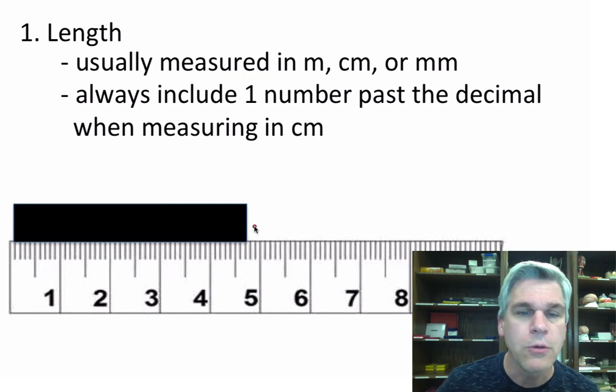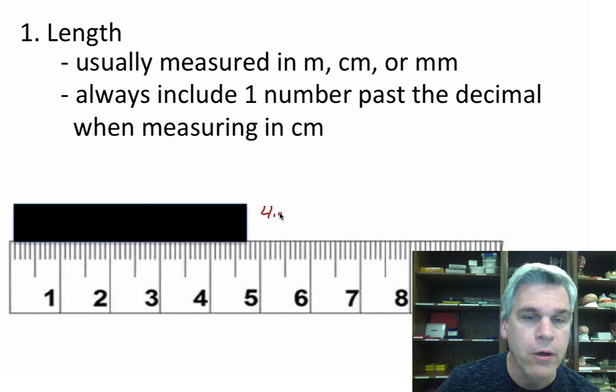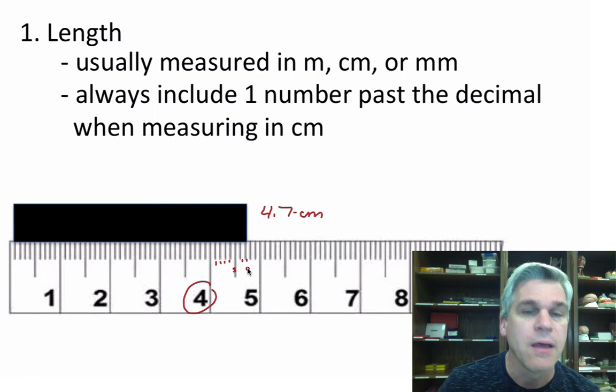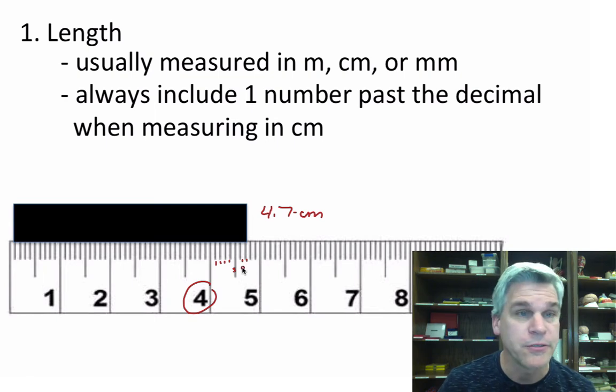So if you look closely here, this black rectangle, if I were to read what this length is, that is going to be 4.7 centimeters. So we can see that there's 4, 1, 2, 3, 4, that's 0.5, 0.6, 0.7 centimeters.